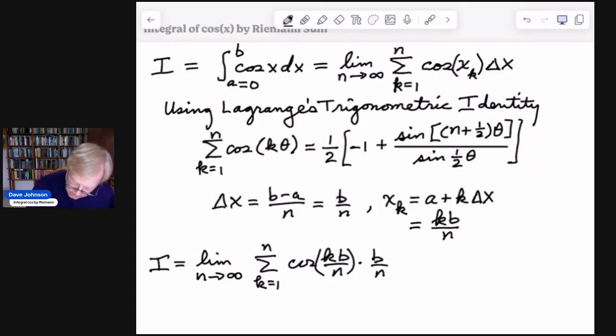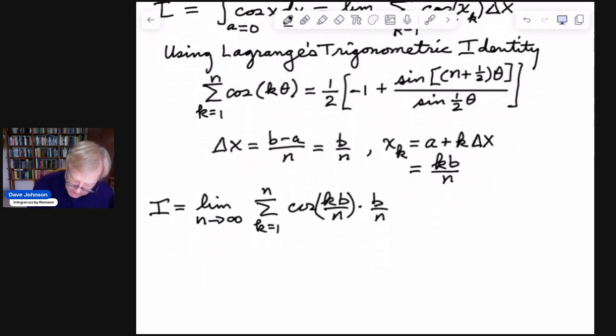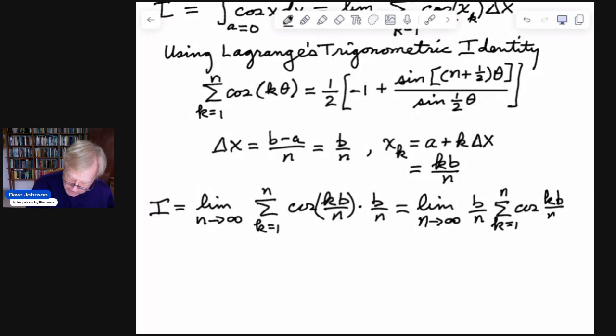Okay, so to simplify things a little bit, I'm going to bring the b over n out of the summation. I can't bring it out of the limit. I could bring the b out, but I'm just going to leave it there for the moment. And so let me write that. So the limit as n goes to infinity of b over n times the summation as k goes from 1 to n of cosine kb over n.